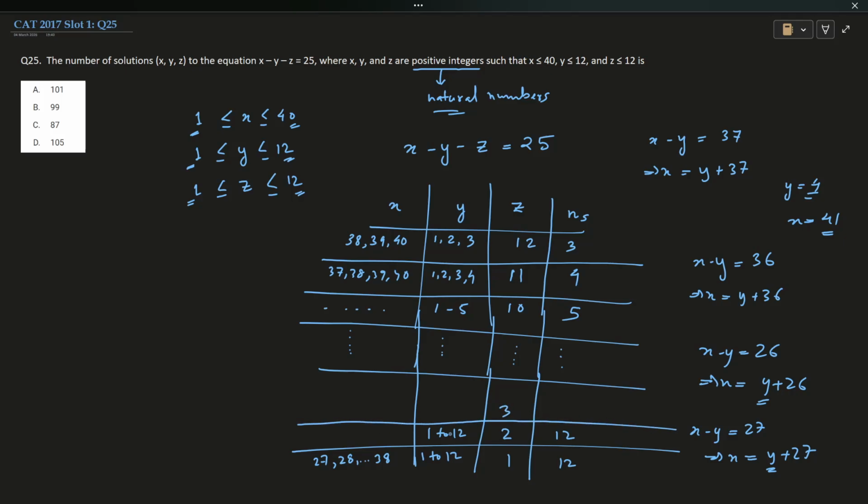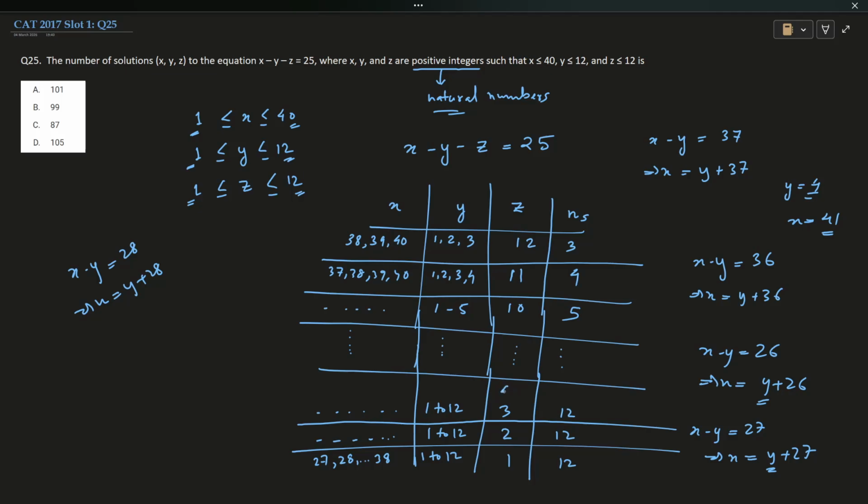When z is 3, I will have x minus y equal to 28. X equal to y plus 28. Y can be 1 to 12 again. How many values? 12 values. So I will have some corresponding values of x. So the number of solutions will be 12.